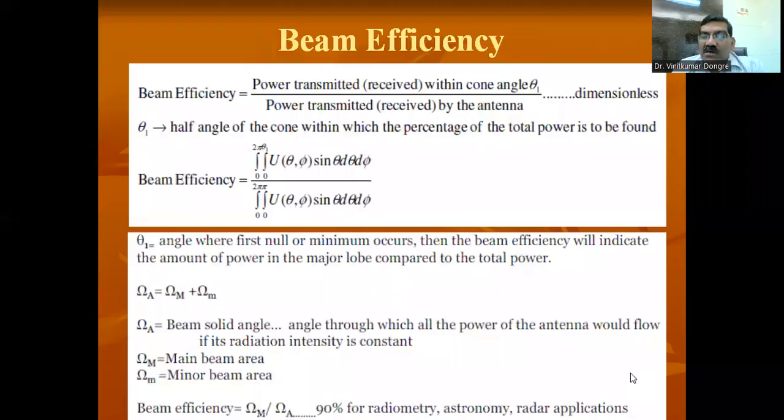And when you have the vertical angle, this is the z axis and this is the vertical angle. So this is your theta. So remember this, and your angle notation will be clear. So this is beam efficiency, a simple example for the beam efficiency.